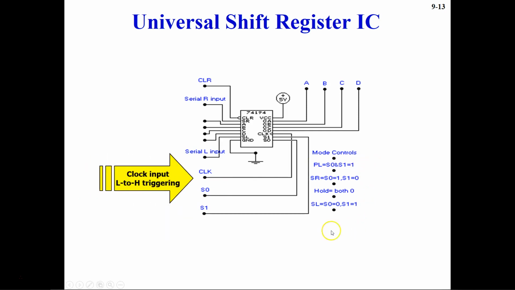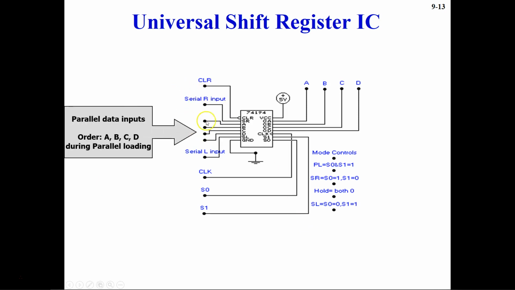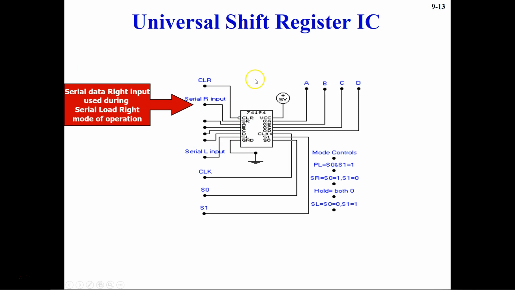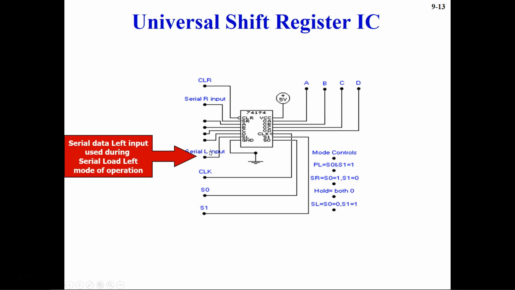The clock is going from low to high, triggering, and then the parallel data input you are sending from here, and the order is A, B, C, D. If you see here, this is A, B, C, D. This is the clear input, active low. And this is the serial data right input, which is used during the serial shift right mode of operation. And then this one is used during the left mode of operation.